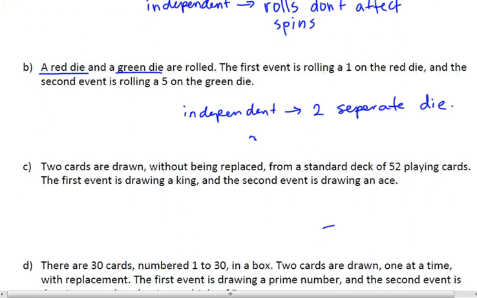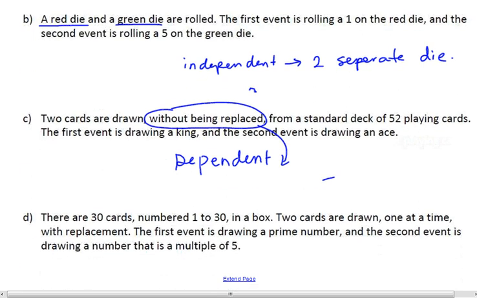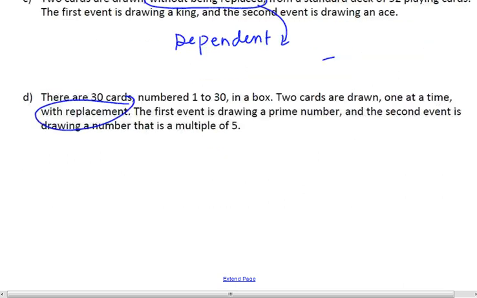Okay, 2 cards are drawn without being replaced. Dependent. What's our reasoning? We did not replace it. There are 30 cards, numbered 1 to 30. 2 cards are drawn, 1 at a time, with replacement. Therefore, that's independent. And there's our reason. Okay.